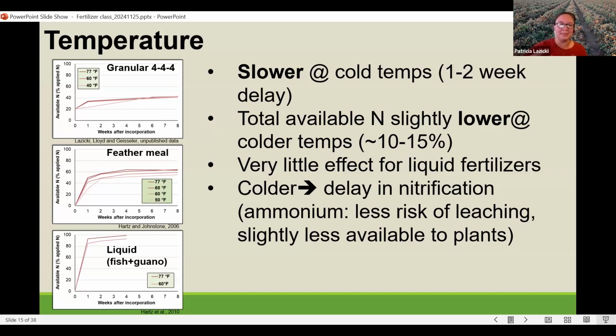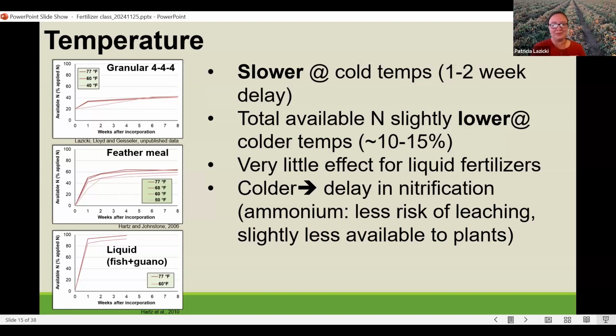So what does this mean? It means that, remember, ammonium has that positive charge. It will be attracted to the negatively charged soil surface, and it'll need to be exchanged in order to be taken up by the roots. So it's not going to be flowing freely in the soil. So there'll be less risk of leaching. It'll also be more slowly available to plants.